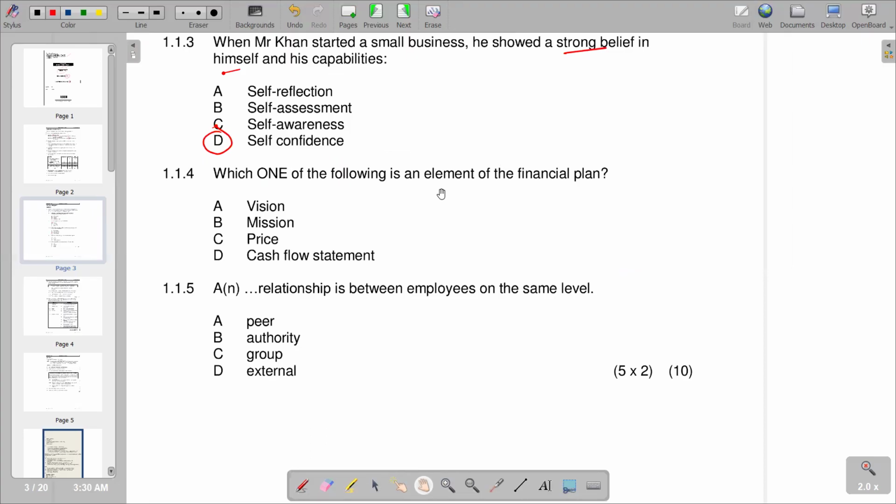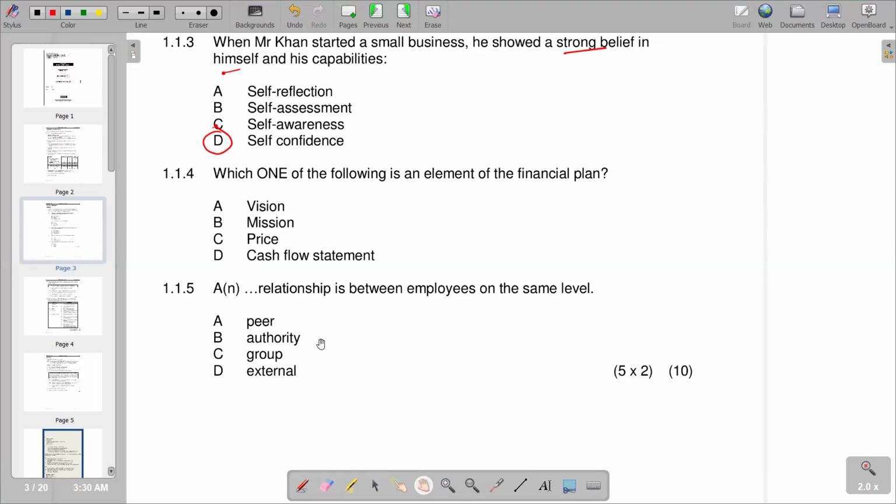But we know that the financial plan is something that we put down in relation to monetary issues pertaining to the business, in terms of movement of money in and out of the business. At the end of the day, according to the responses given, you've got vision, mission, price, and then you've also got the cash flow statement. The cash flow statement is the one that summarizes monetary issues at our business. The definition of a cash flow statement is that it summarizes the annual amount of cash and cash equivalents entering and leaving a business.